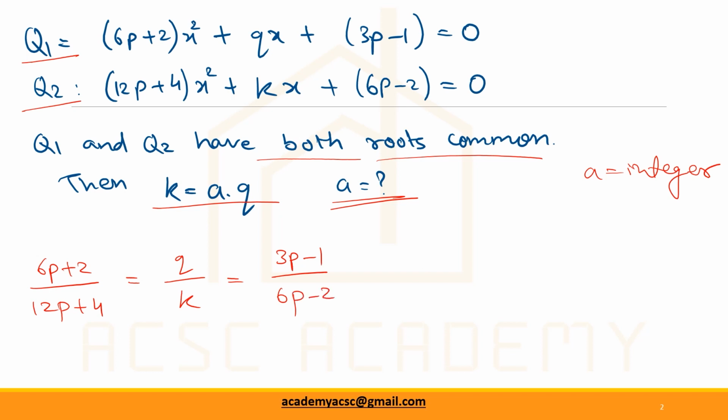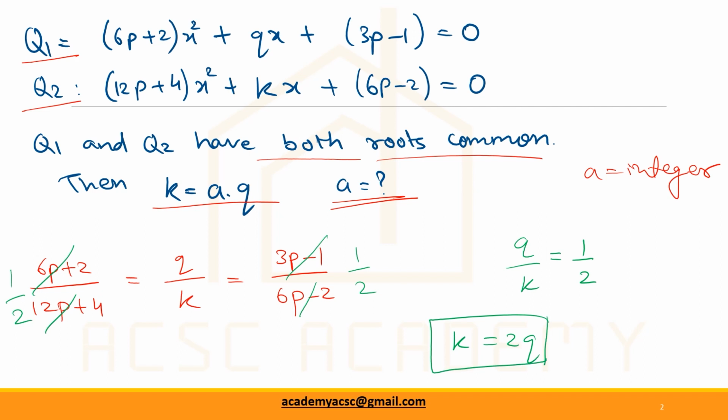So now from here we can clearly see that the first term, that is a1 by a2, converts into 1 by 2. Similarly c1 by c2 also converts into 1 by 2. So that simply means that q by k, which is b1 by b2, will also be 1 by 2. So that implies that k equal to 2 times of q. And here they were asking us the same thing, the value of a, which in this case becomes 2. So that would be our answer.